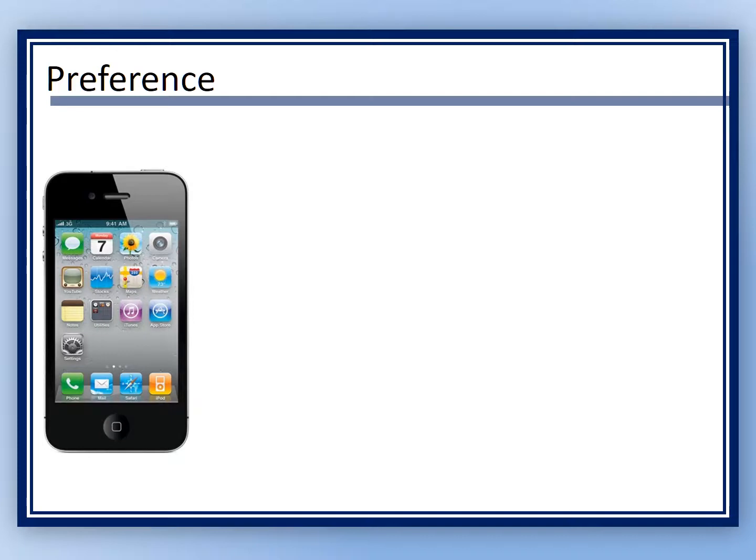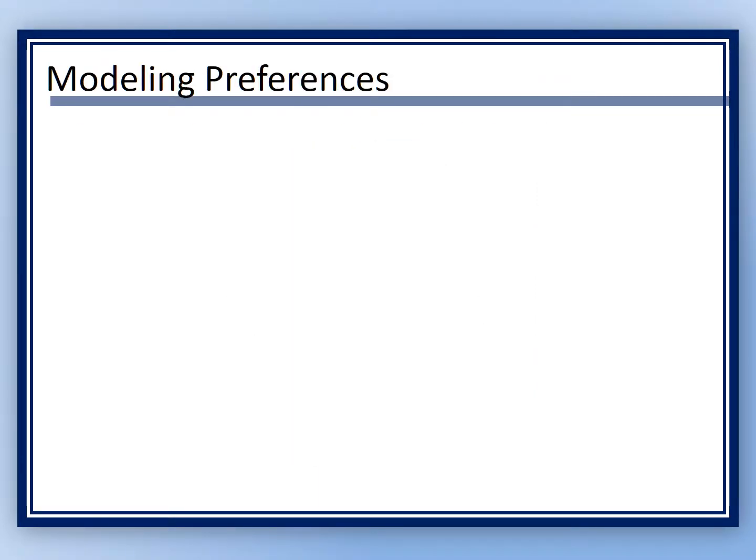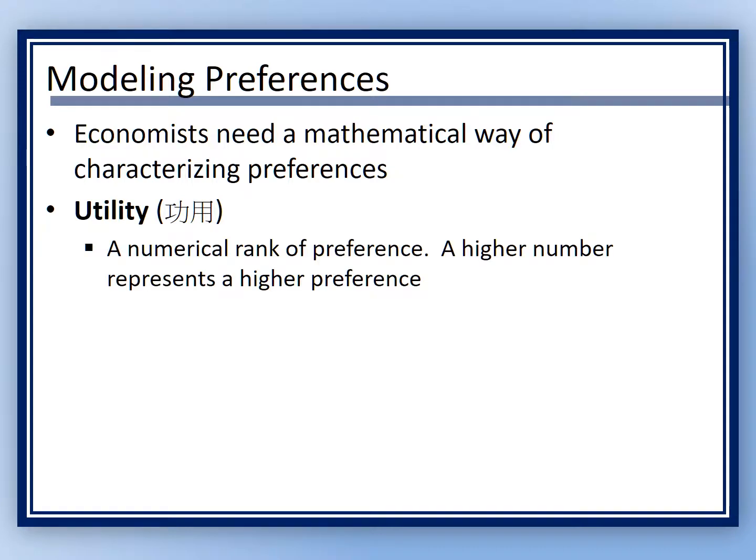So that's the same in economics. What we do is this. When we have one thing better than the other, we give it a bigger number. So that's the idea of utility. That's what it is. A numerical rank of preference. Bigger means better. There's nothing more than that. Bigger means better.